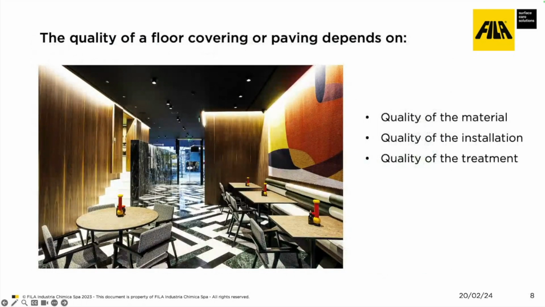Now, when we talk about the quality of an installation, of a floor covering or paving, this depends on three main factors. The first one is the quality of the material. The second is the quality of the installation. And the third one, where we come in ourselves, is the quality of the treatment. All these three, material, installation, and treatment, have to be done properly.